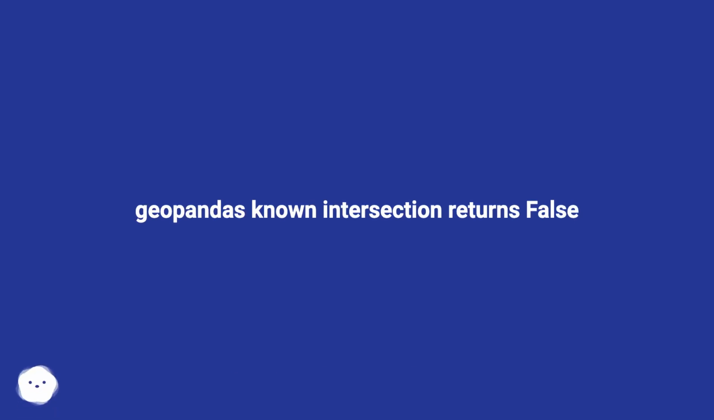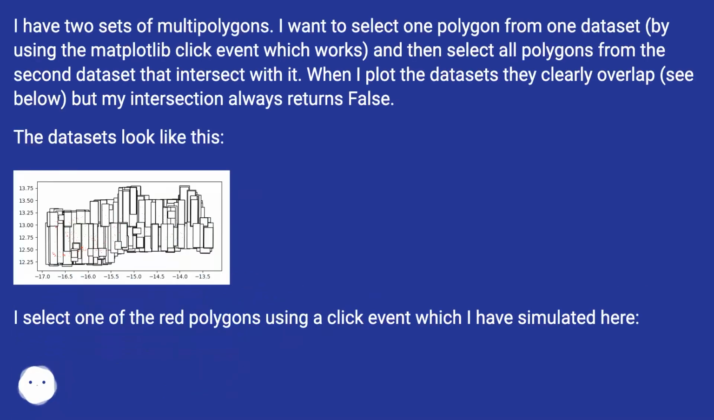GeoPandas intersects returns false. I have two sets of multi-polygons. I want to select one polygon from one dataset by using the matplotlib click event, which works, and then select all polygons from the second dataset that intersect with it. When I plot the datasets, they clearly overlap, see below. But my intersection always returns false.